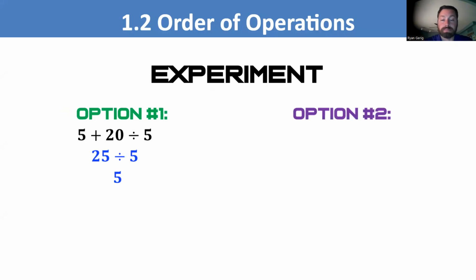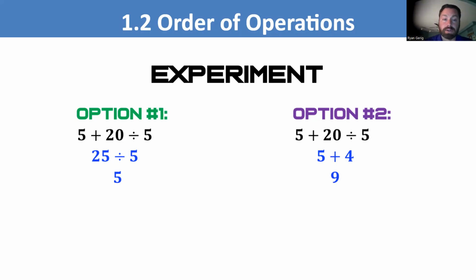What about the other option? Option 2, same problem, 5 plus 20 divided by 5. What if we did the division first? So 20 divided by 5 is 4. And then we drop the 5 because we haven't done anything with that. So 5 plus 4 is 9. And they give me different answers. So which one's correct? Well, mathematicians have come up with a way to be consistent with this.